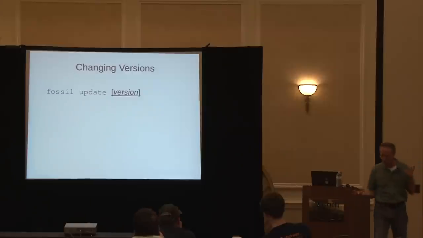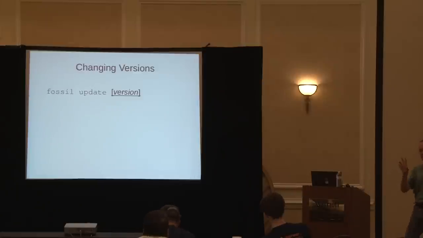Now, you can move around your checkout to different versions, different historical commits using the update command. Type fossil update, and then give the version name. Now, there's lots of different ways to specify a version, so we're going to talk about this briefly.